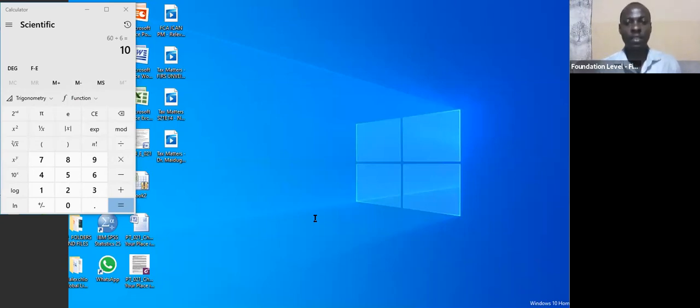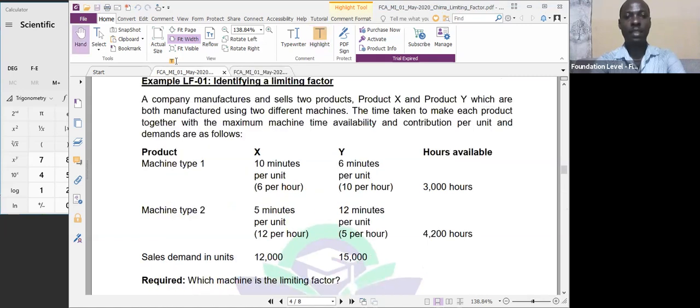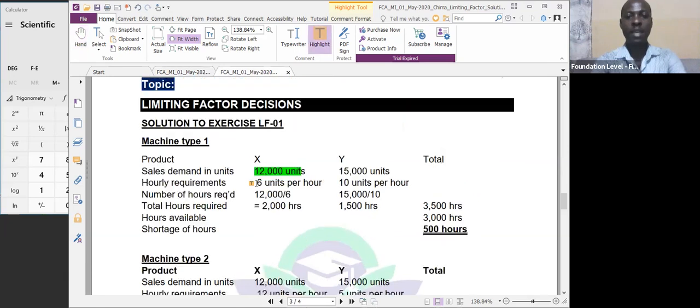12,000 units is being demanded. Now, we are told that that's the overall. How many can we make in an hour? The question says we can make 6 in an hour. So if we make 6 in 1 hour and we have 12,000 units to make, taking them 6 per hour, how many hours are we going to use to make these 12,000 units?